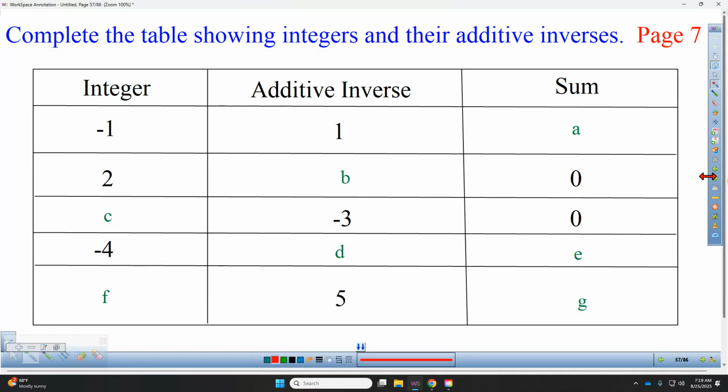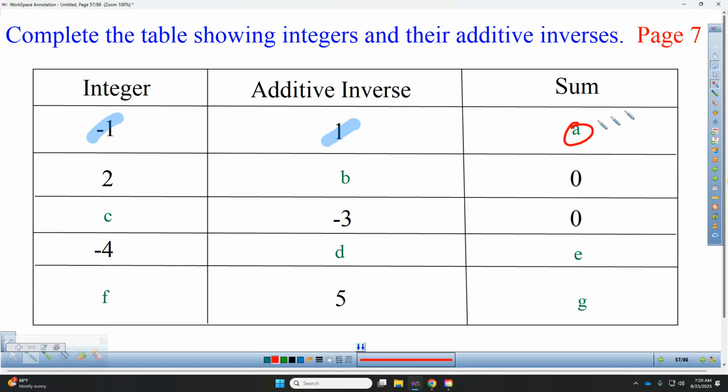Okay, so here we have a table on page 7 where we have an integer, its additive inverse, and the sum. I want you to fill in the blanks, the missing parts. On my screen, I put some letters to help me tell you where to be looking. So, for example, if we take negative 1 plus 1, what would that be equal to? Hopefully, you're saying 0.